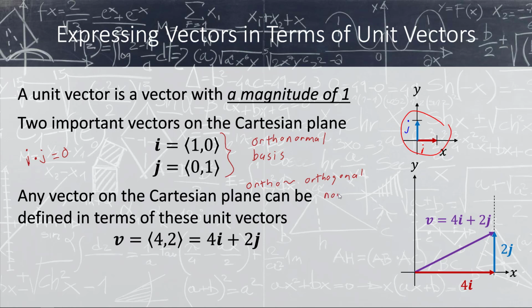Normal means that they have a magnitude of 1. And basis means that they span the entire plane, which is a beautiful way of saying that any vector on this plane can be represented by a linear combination of these two vectors.